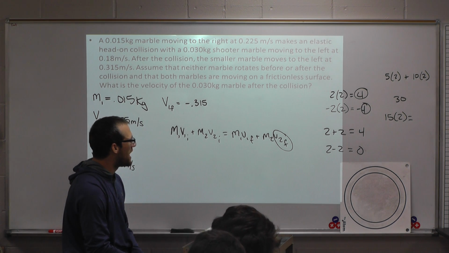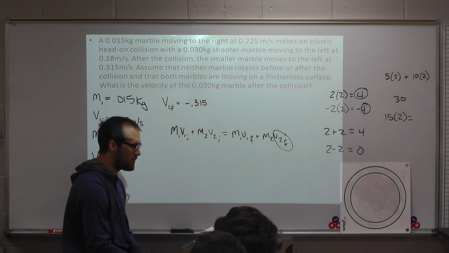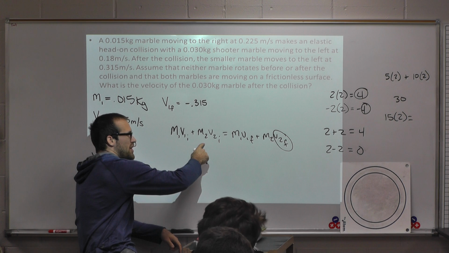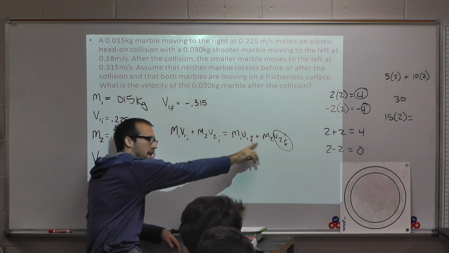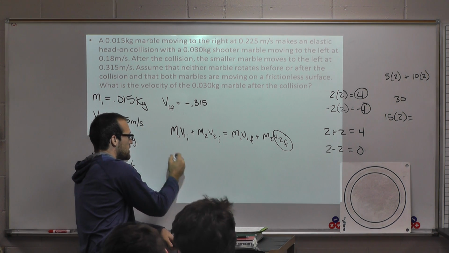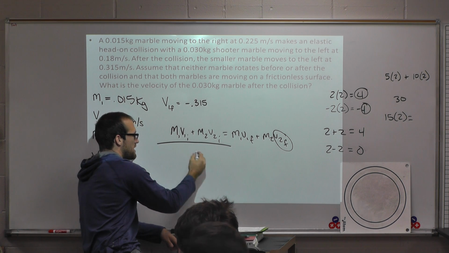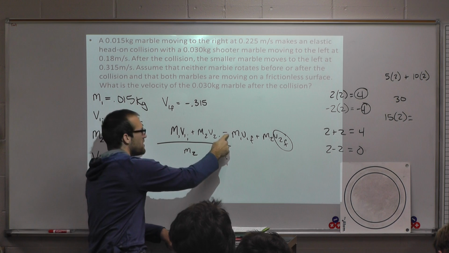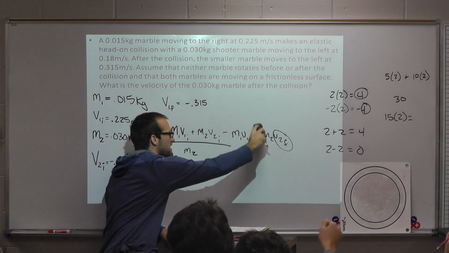Okay? So, how would I solve this particular problem? You get rid of all the guys. You'd have to bring this over by subtracting it and then divide by M2. Yep. So I'm going to try to not erase everything. Just change the equal sign to a subtraction.